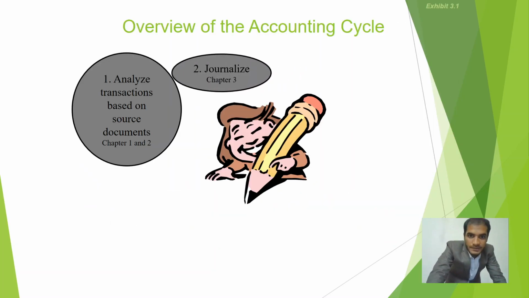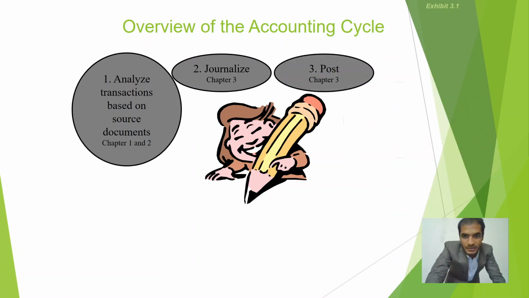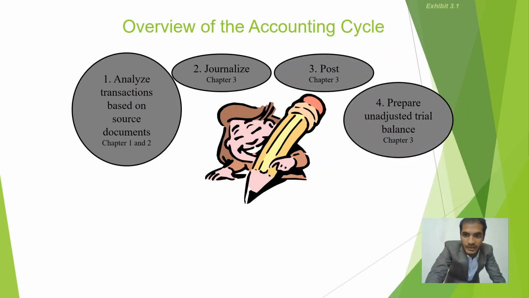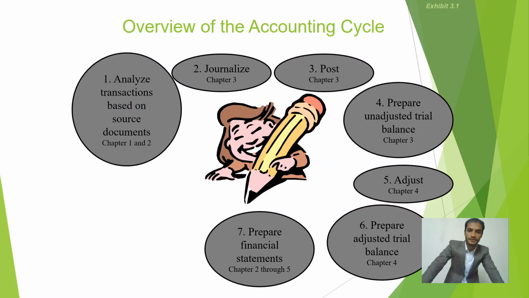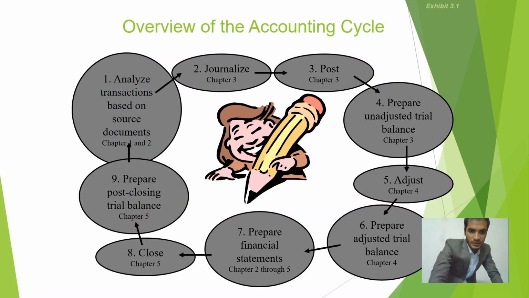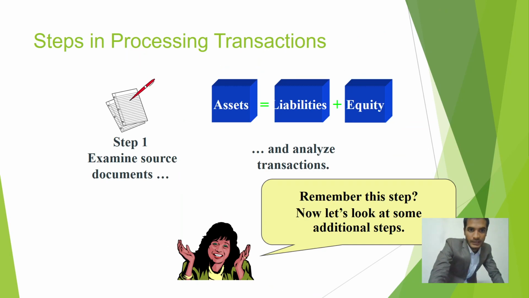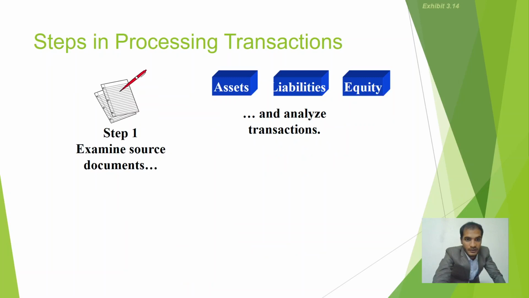Overview of the accounting cycle. Analyze transactions based on source documents, journalize, post to ledgers, prepare and adjust trial balance, prepare financial statements, close. Steps in processing transactions: step one is examine source documents and analyze transactions. Remember the steps. Now let's look at some additional steps.